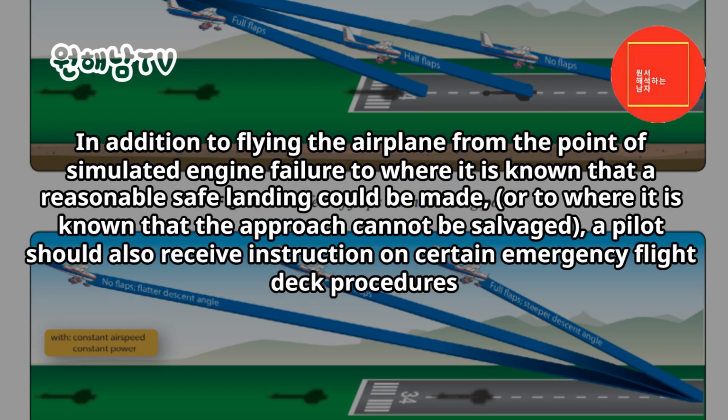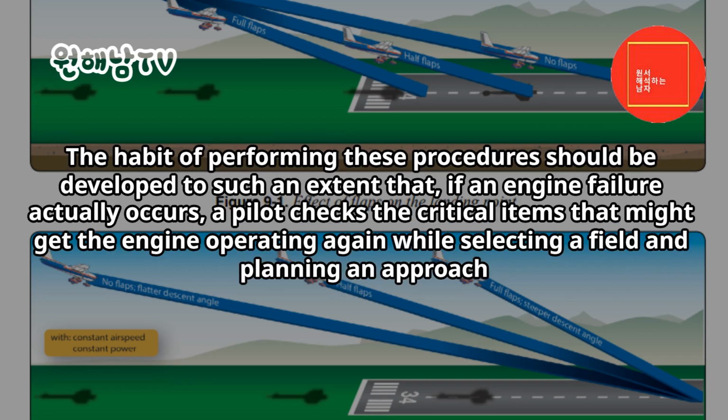In addition to flying the airplane from the point of simulated engine failure to where it is known that a reasonably safe landing could be made, or to where it is known that the approach cannot be salvaged, a pilot should also receive instruction on certain emergency flight deck procedures. The habit of performing these procedures should be developed to such an extent that, if an engine failure actually occurs, a pilot checks the critical items that might get the engine operating again while selecting a field and planning an approach.